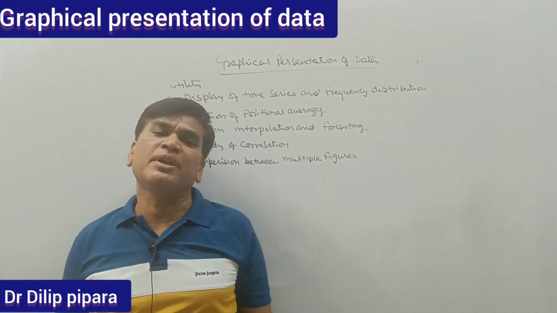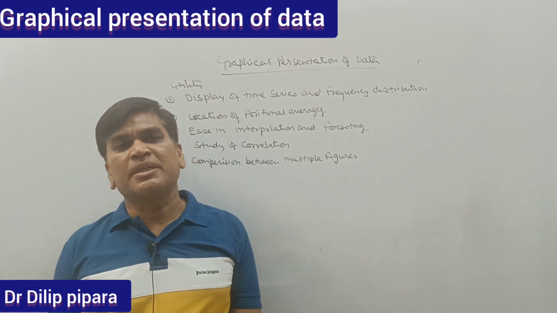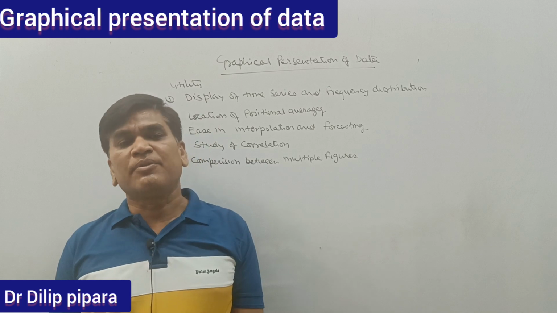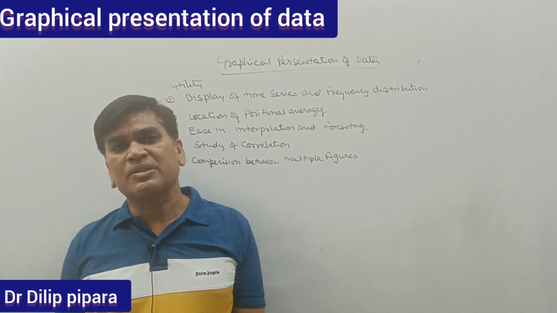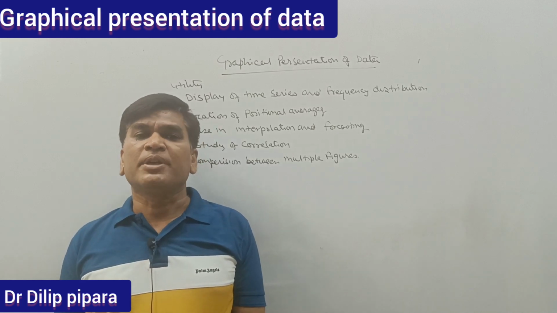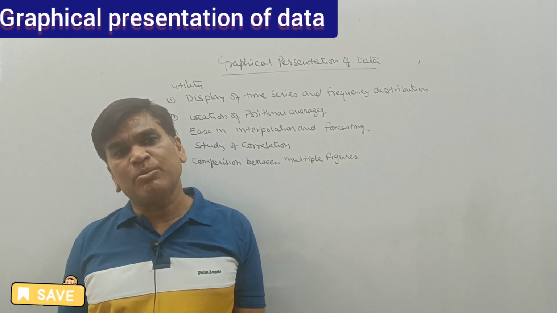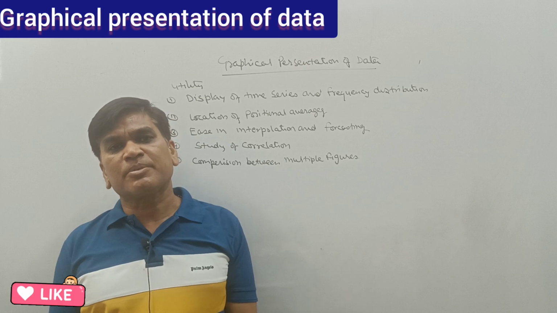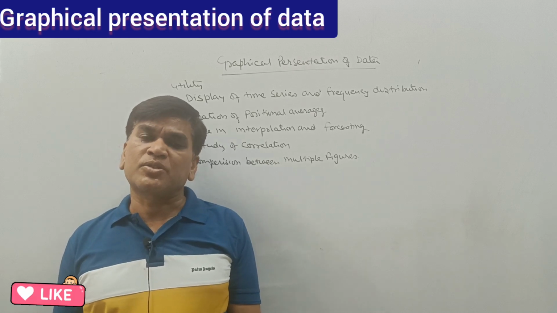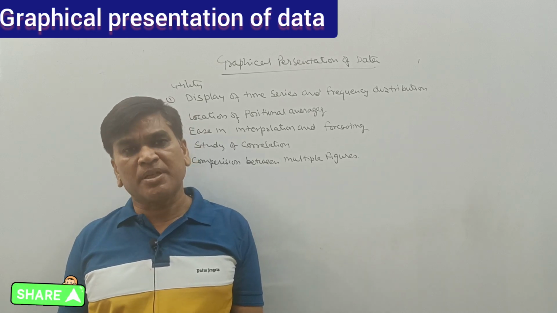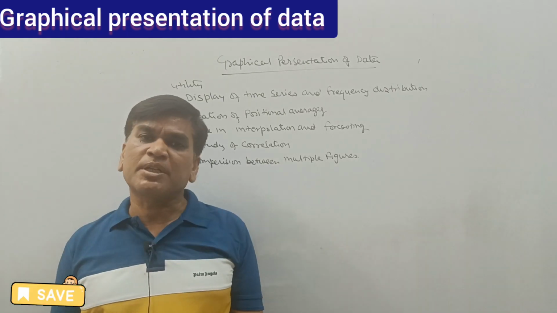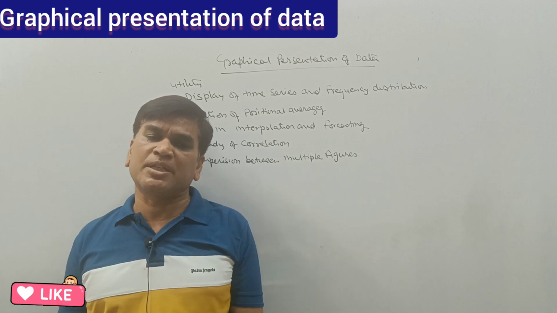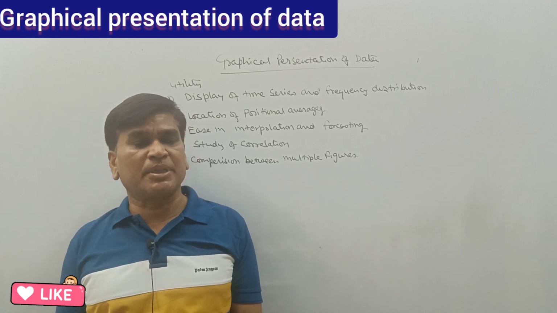As we have discussed, with the help of the histogram we can calculate the modal value, and we have discussed the Lorenz curve also. With the help of the Lorenz curve we can see which series has more variation and which series has less variation. So graphical presentation of data is very important, and many times we see questions in examinations from it. In today's video we will discuss the utility of the graphical presentation of the data.